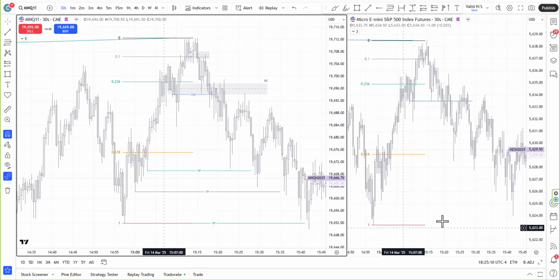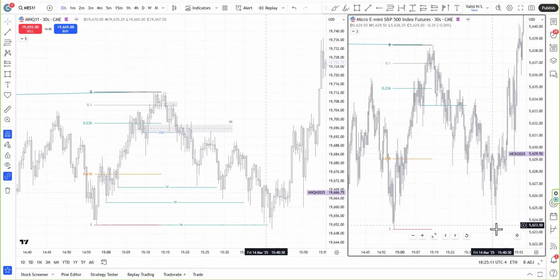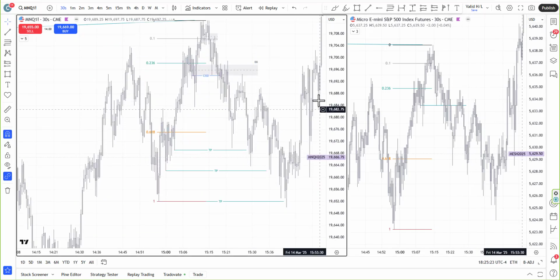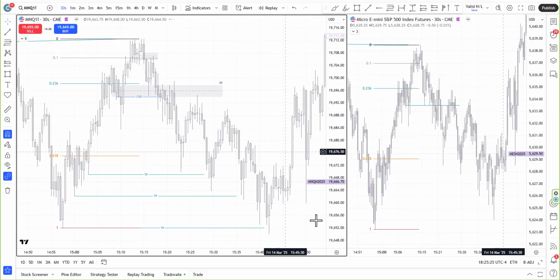In the end, ES did not tag full target, but once I scaled out my last two contracts over here, once I saw this bounce, I thought, okay, I have to get out of the trade. This was absolutely done, wonderful trade.